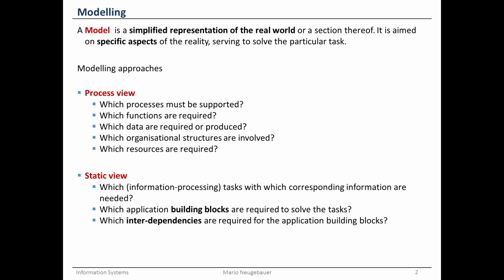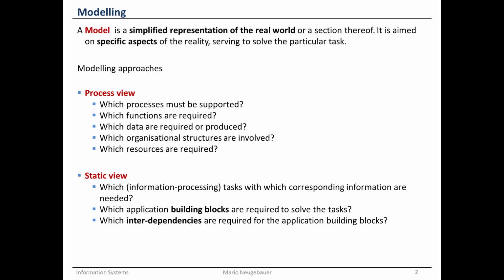And a model contains, in an optimal situation, all specific aspects which are important for mapping your reality to a software model, to a model you then can support by software. And in our approach of the ARIS house, we can distinguish two different approaches for modeling. The first one is the process view, and the second one is a static view.